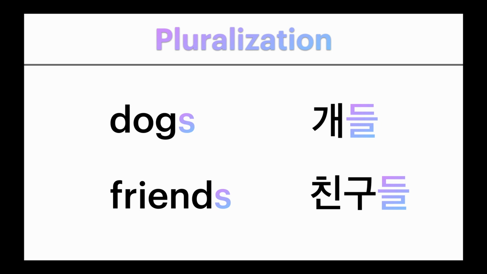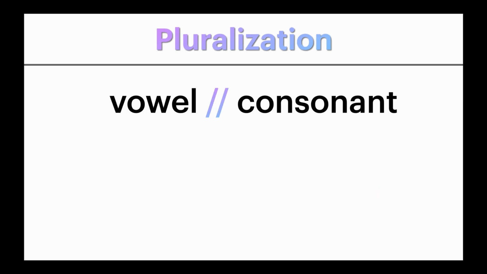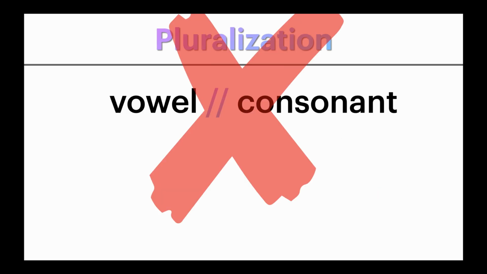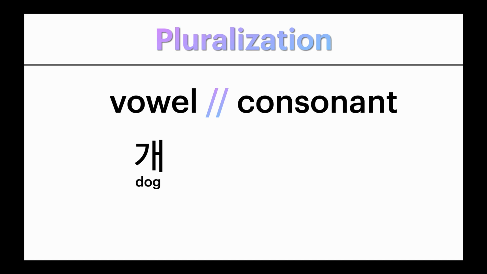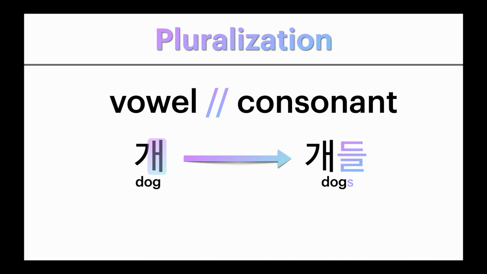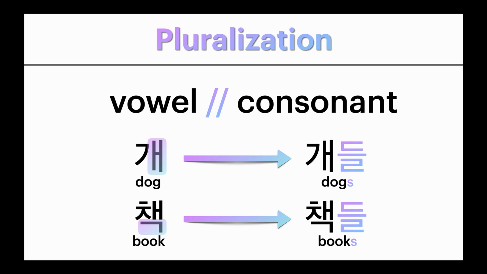One of the best parts about this particular grammar in Korean is that whether a word ends with a vowel or a consonant, for once it doesn't matter. Meaning that the word 개, which ends with a vowel, pluralizes into 개들. And 책, which ends with a consonant, pluralizes into 책들.